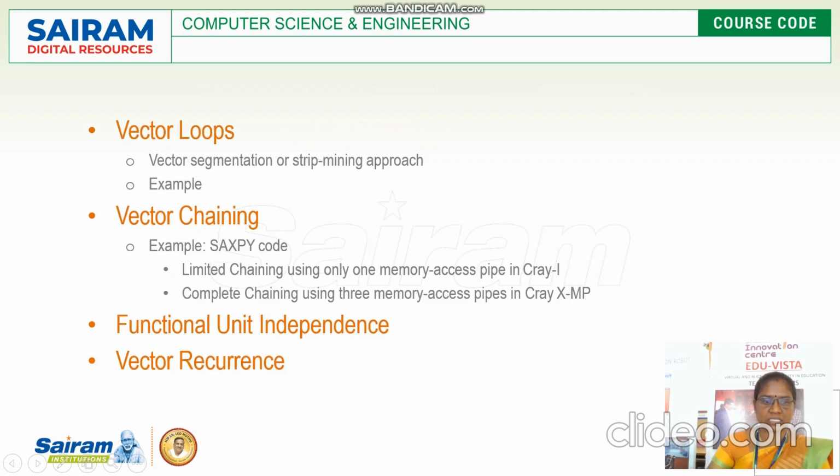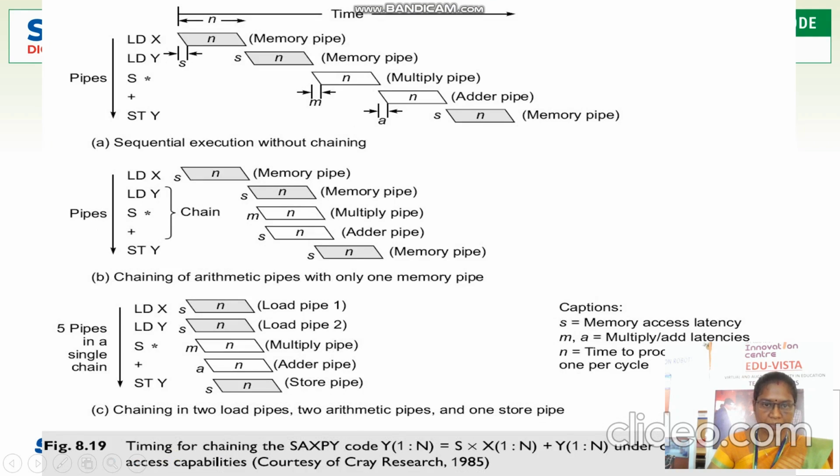If it is executed using a single memory pipe, first the load operation will be carried out, which takes some sequential time. After the completion of this first load, it goes to the second load operation. After the second load is done, only then comes the multiplication. The multiply pipe will be used, then the adder pipe will be used. After the execution of multiply and add, the result is stored in memory. So this is the chaining of arithmetic pipes using a single memory pipe.